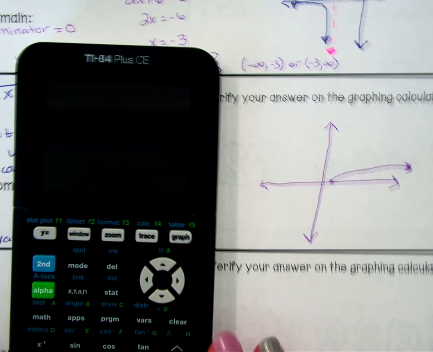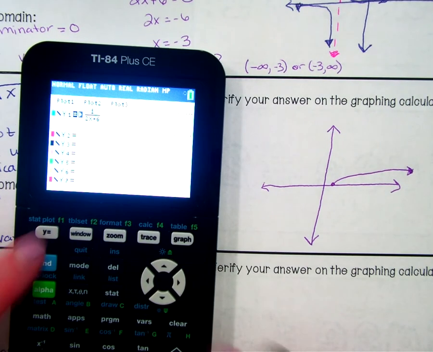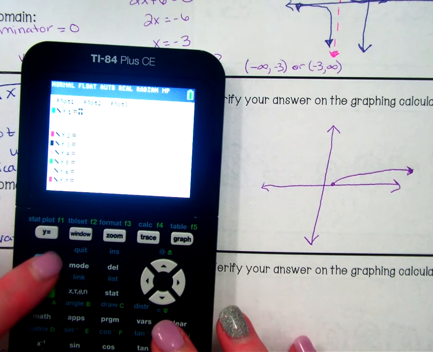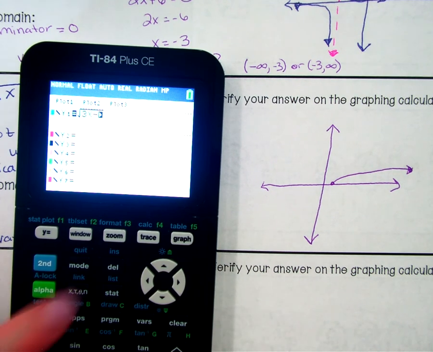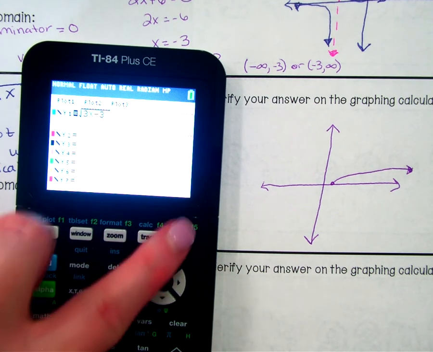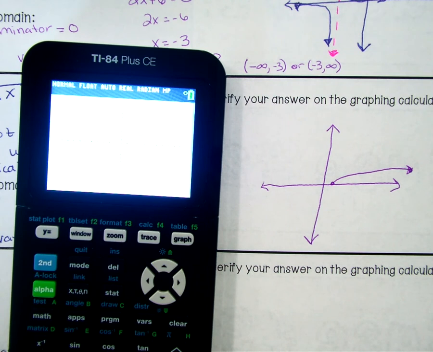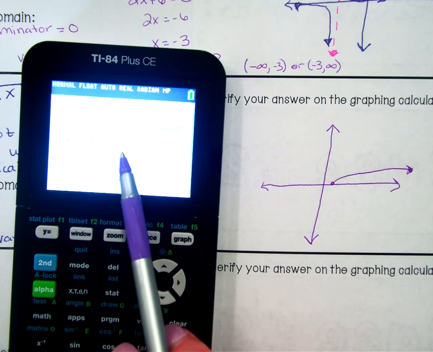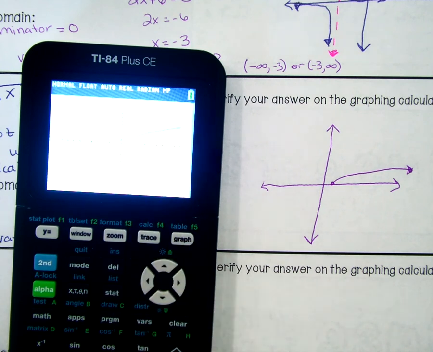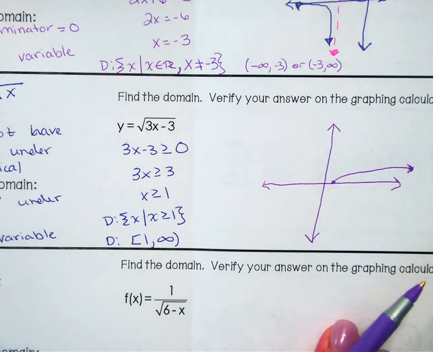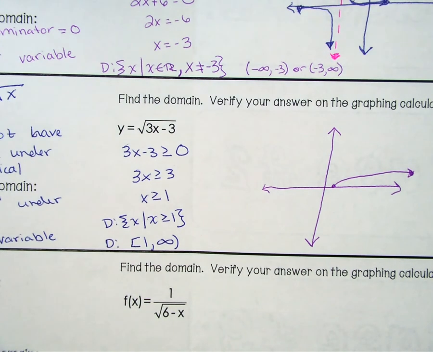I can confirm that in my calculator. I'm going to go to my y equals. Second x squared gives us that radical. And again, hopefully you're doing this on yours because my calculator's not showing up too well. But as you can see, it does start at 1, 0. And it goes on to the right. So our domain is x is greater than or equal to 1.